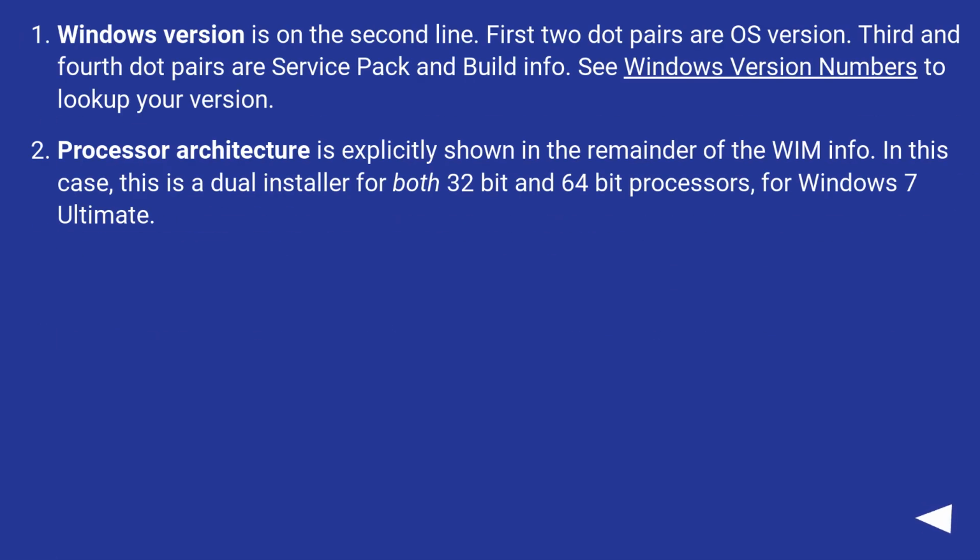Windows version is on the second line. The first two dot pairs are the OS version. The third and fourth dot pairs are service pack and build info. See Windows version numbers to look up your version.